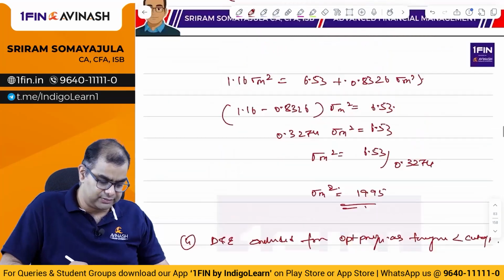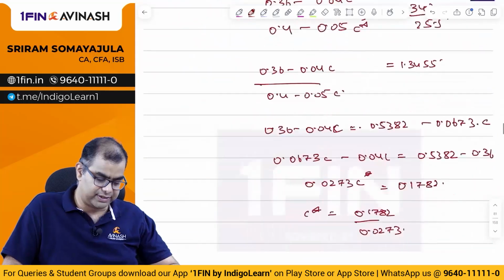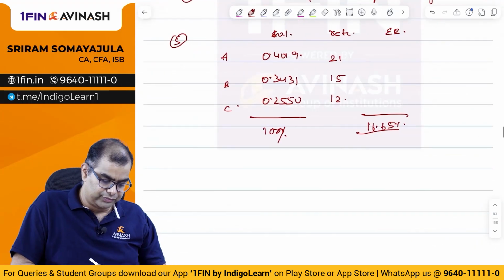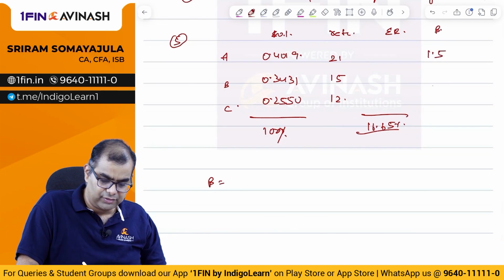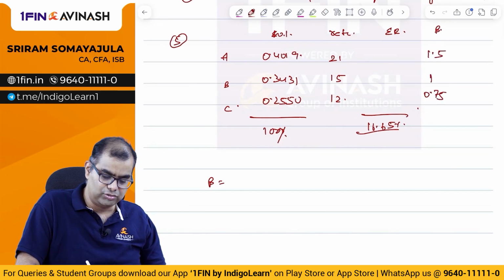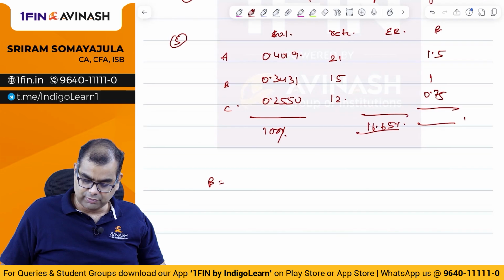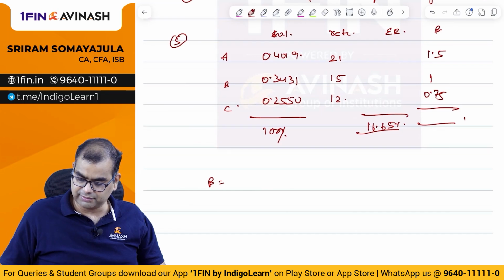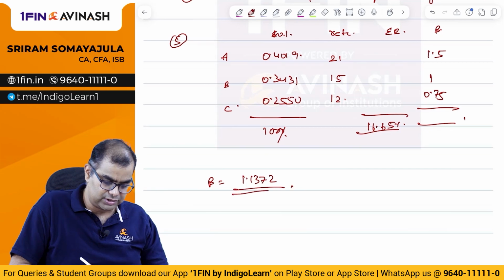Then they said beta, right? Expected return, portfolio beta and systematic variance. Beta is, again, the betas 1.5, 1 and 0.75. You can again do a multiplication. 0.4019 into 1.5 plus 0.3431 into 1 plus 0.2550 into 0.75. Memory recall, 1.1372. Okay, this is also done.